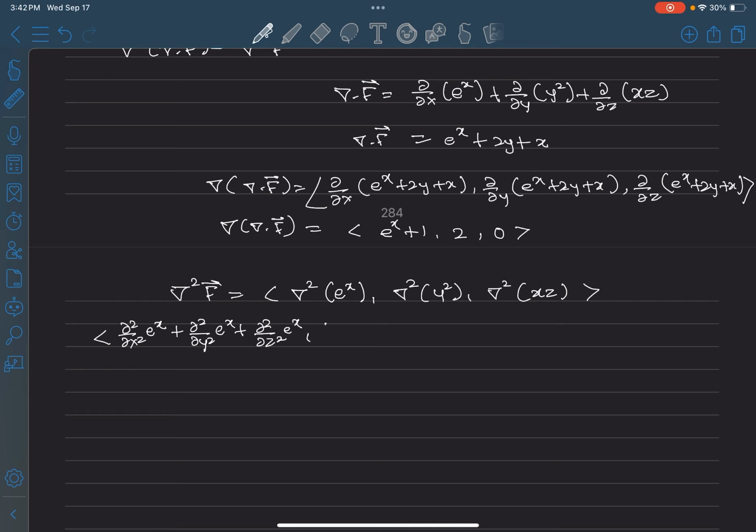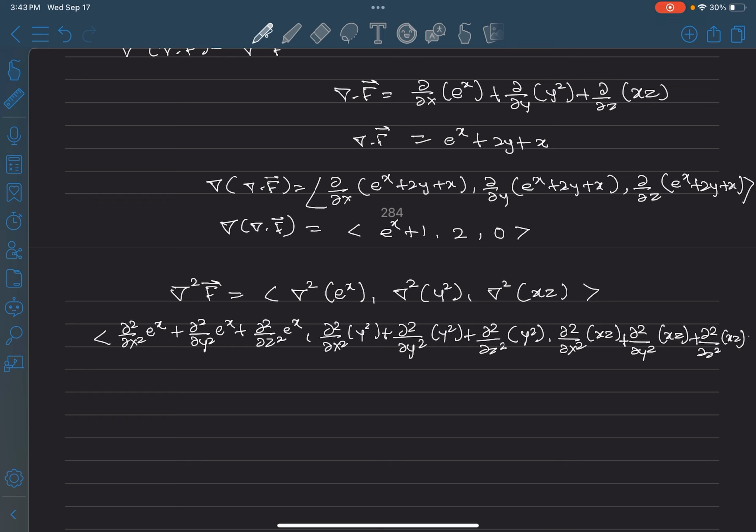Okay, and then ∂²/∂x² of y² plus ∂²/∂y² of y² plus ∂²/∂z² of y², and then ∂²/∂x² of xz, plus ∂²/∂y² of xz, plus ∂²/∂z² of xz. So that was a lot of things to do, but I did it.